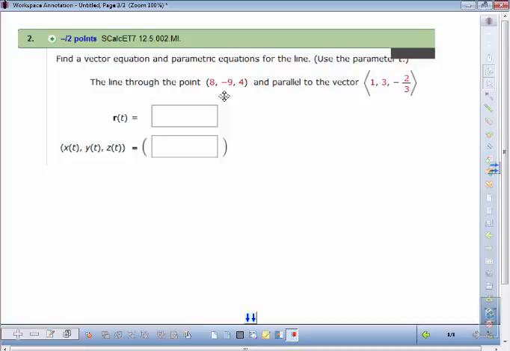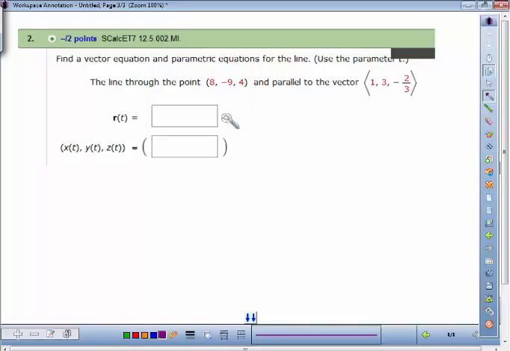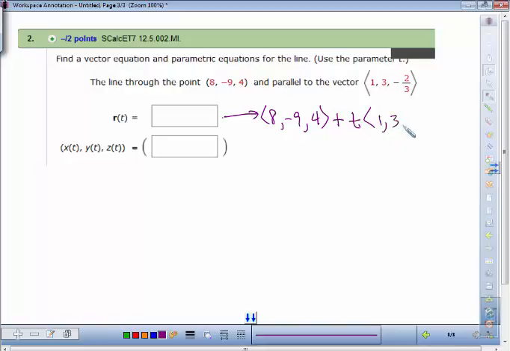So really, if we have the point and the direction, I think we're done, right? All you have to do is put this point into a vector, make it look like a vector, 8, -9, and 4, and then you add t times the direction that you're going, 1, 3, -2/3. Right?